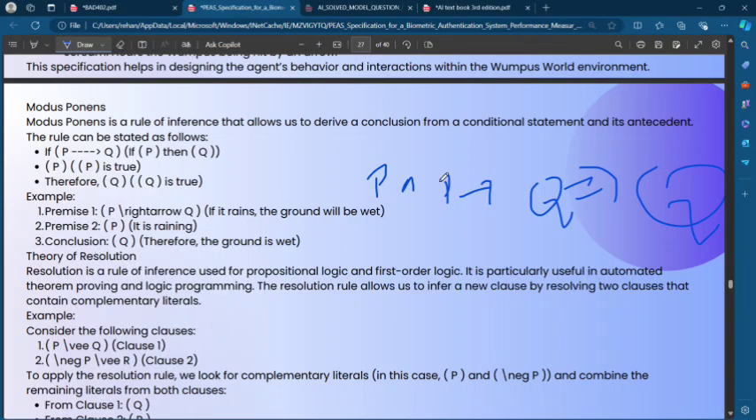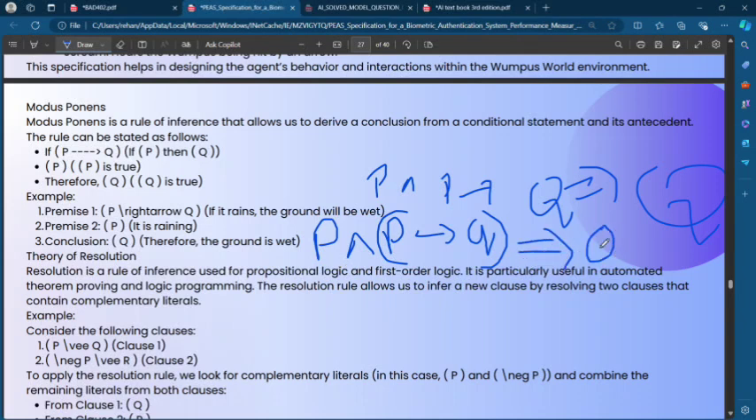Like I said, modus ponens. This is a formula actually. In the formula, P, this symbol stands for and, in the bracket, P implies Q. So if you have this kind of thing, then your actual answer will be Q.